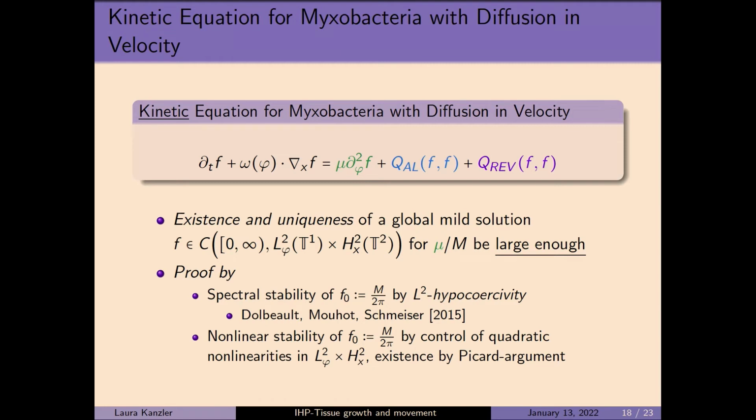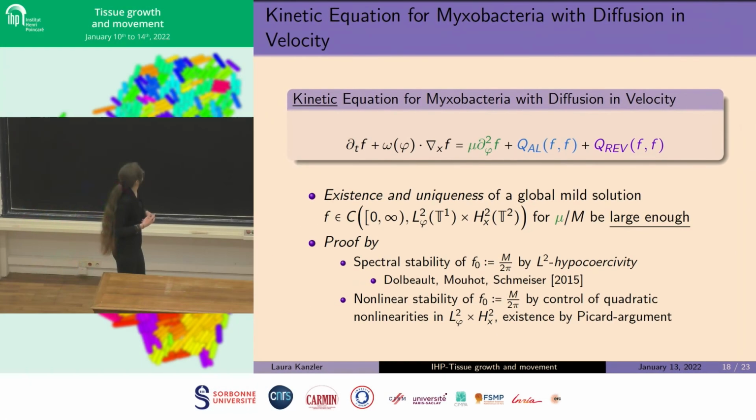But only if mu over m is large enough. Mu, as I said, is the intensity of the diffusion, and m is the total mass of the system. This means there has to be enough diffusion to overcome the singularizing effect of the collisions, specifically the alignment collisions. Under this assumption, we can prove this existence result, which goes hand in hand with a stability result of the uniform equilibrium.